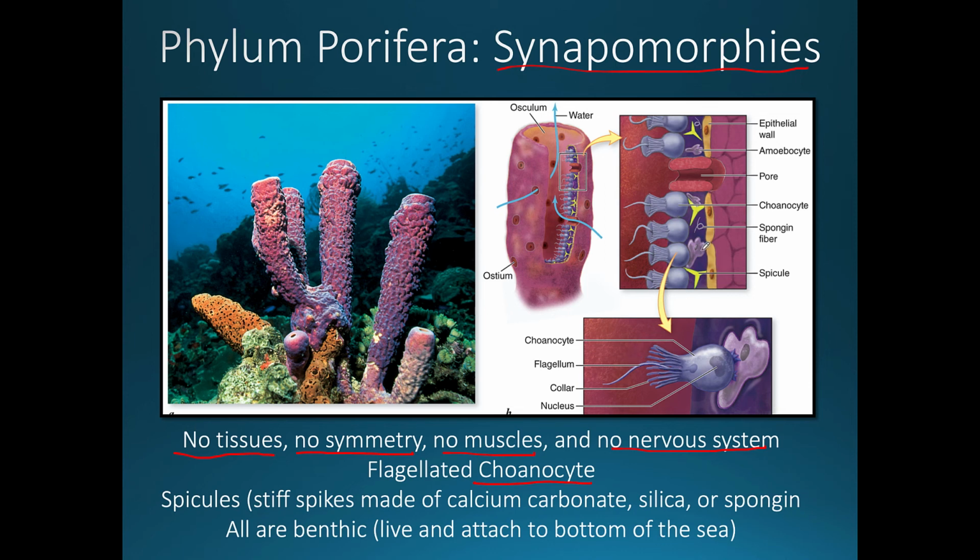They also contain these specialized structures here called spicules. They're shown here in yellow in these images up here. And these are stiff spikes that protrude from the different porifera. And they're made of compounds like calcium carbonate, silica, or spongin. All of the species in porifera are benthic, which means they live at the bottom of the sea and they're attached to the bottom of the sea.